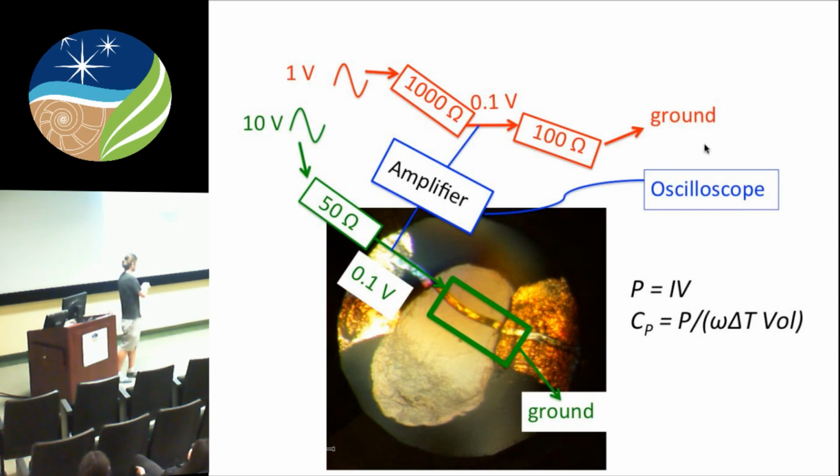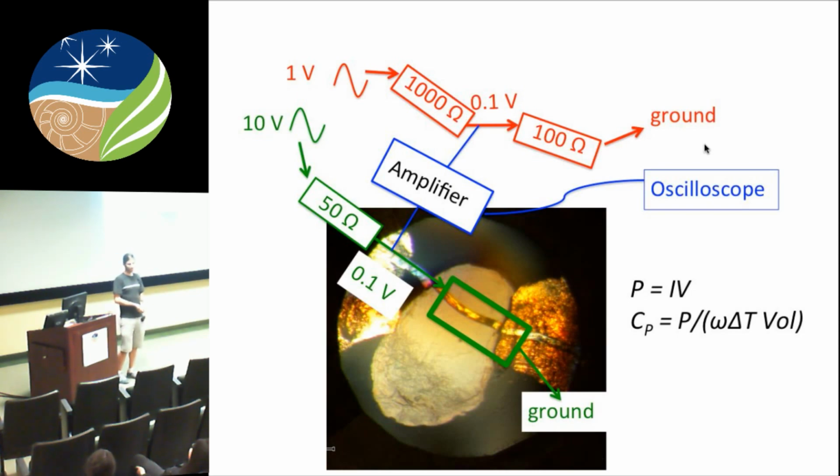To measure heat capacity, I need to know the frequency that I'm driving the current at and the volume of sample. Those are normal things to measure: how big is the sample, what's the frequency. I also need to know the amplitude of the temperature oscillation.